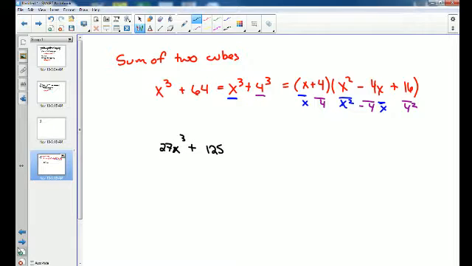3x cubed plus. That's what we're doing. Let's get the 5 cubed. So you have these two terms, and you're just going to place them in the right spots. 27 is 3 cubed. That's it. You're welcome.